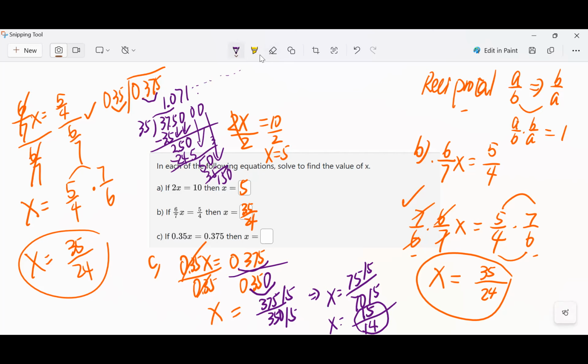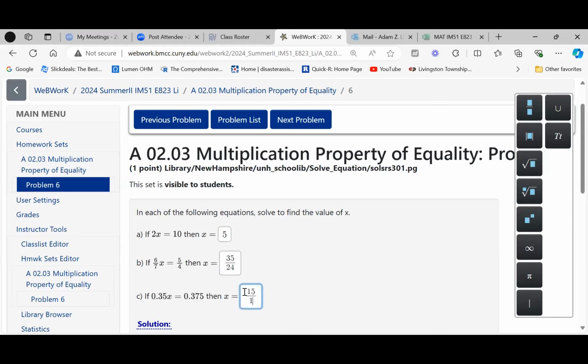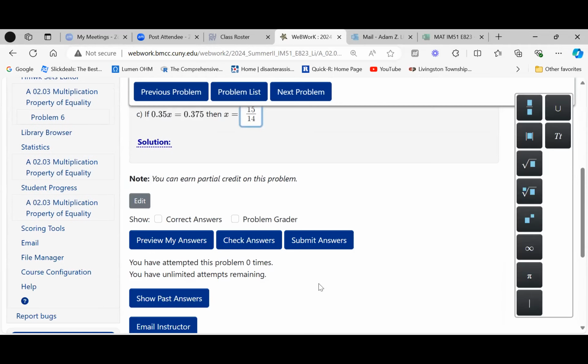So any question about this? Another one was 35 over 24. The last one is 15 over 14. That should do it.